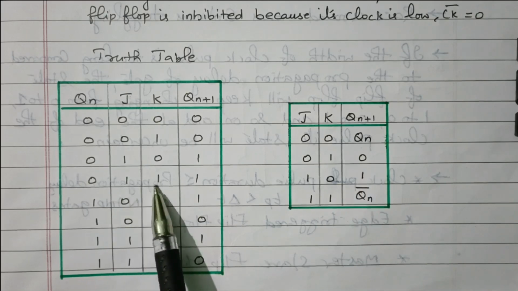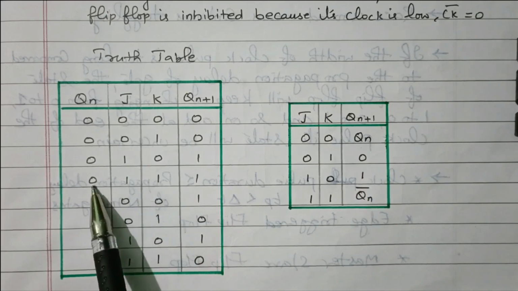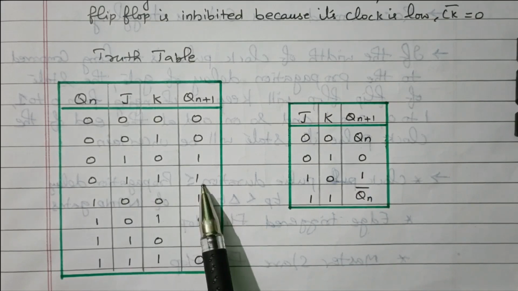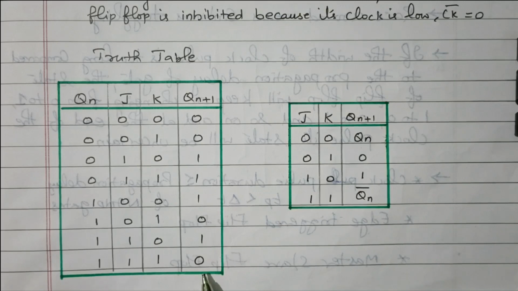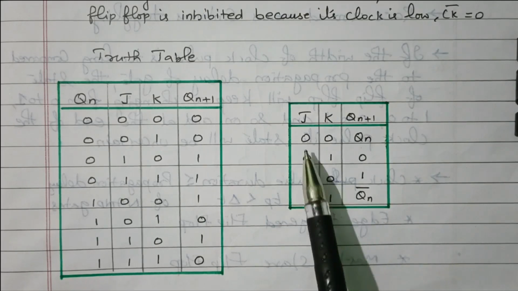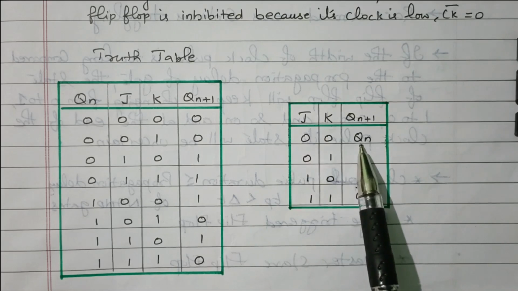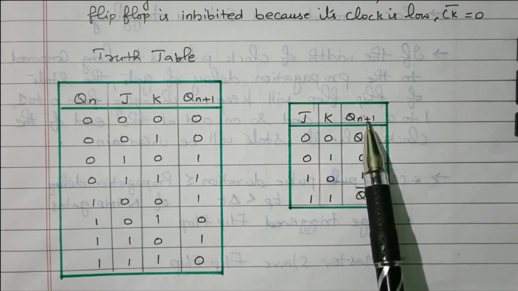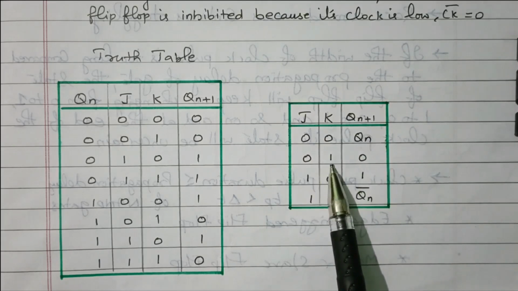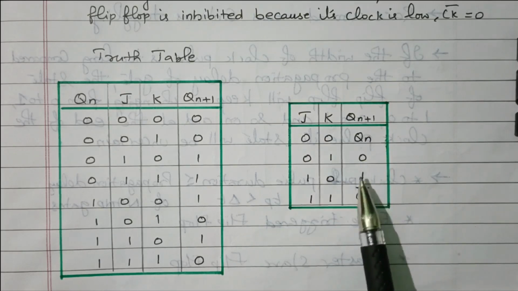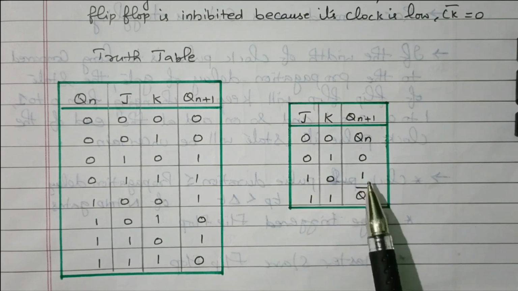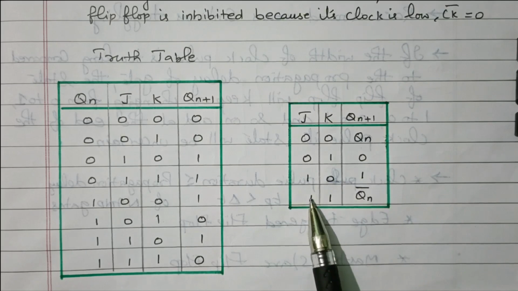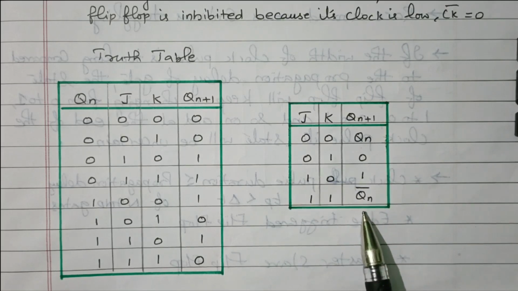Suppose it is 1, 1. Both are 1, 1. That means toggle. If the previous state is 0, the next state will be 1. If the previous state is 1, the next state will be 0. That is Qn bar. So this is the truth table of the flip-flop. Both inputs 0 means there is no change in the next state: Qn plus 1 equals Qn. 0, 1 means the next state is 0, reset. 1, 0 means the next state is 1, set. 1, 1 means toggle, Qn bar. Now we'll see the remaining description.